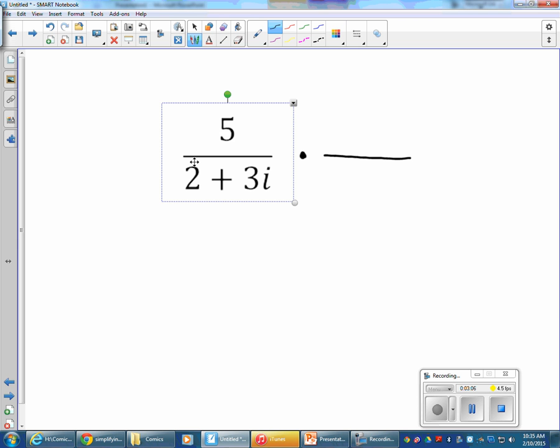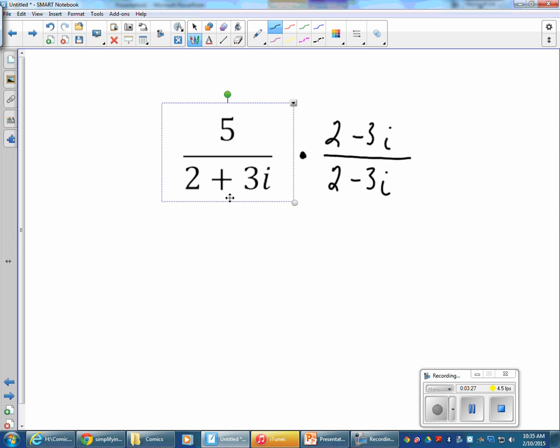If my original denominator is 2 plus 3i, then I'm going to multiply by 2 minus 3i. Notice I didn't say the opposite. It's not the opposite because I didn't change the sign of 2. I only changed the plus to the minus, so it's called the conjugate. So now I have to multiply.